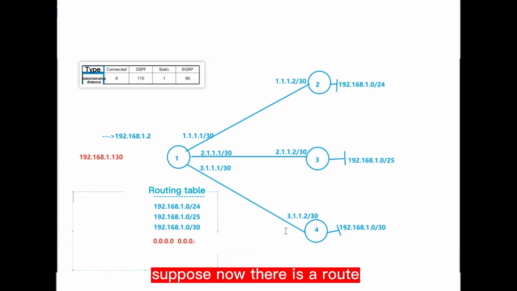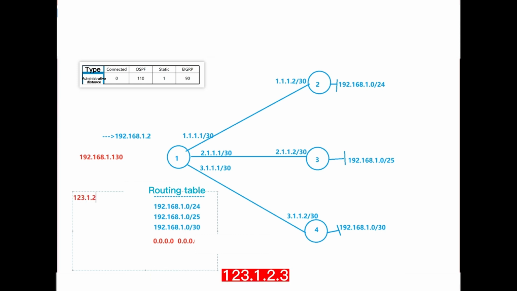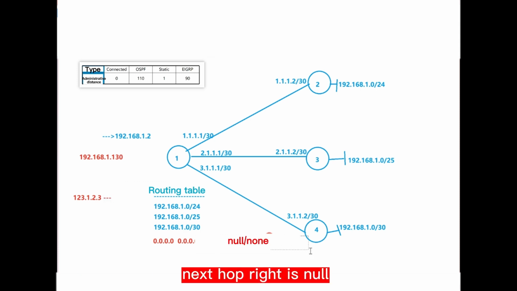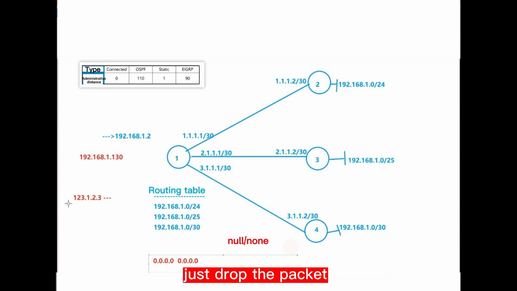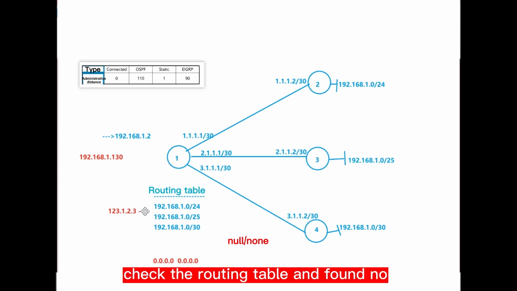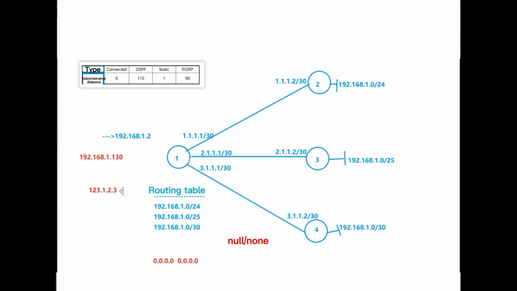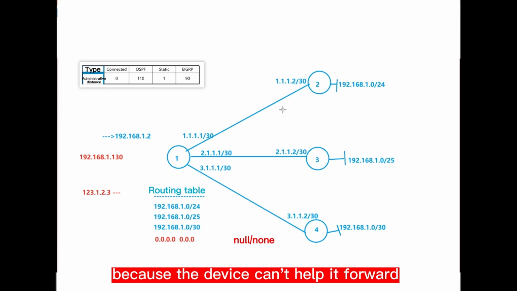Suppose now there is a route 123.1.2.3, for example, with next hop null. If a piece of data comes now, can it be matched? Originally, if there is no such route, the packet is just dropped. A piece of data came and Device 1 helps forward it. It checks the routing table and finds no match, so this data is discarded, because the device can't help it forward.